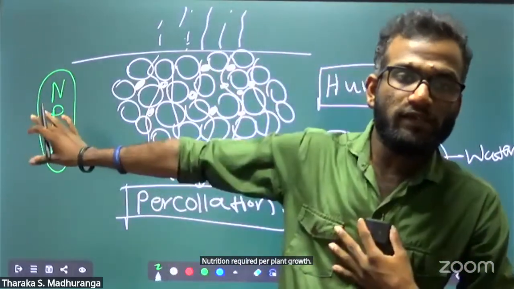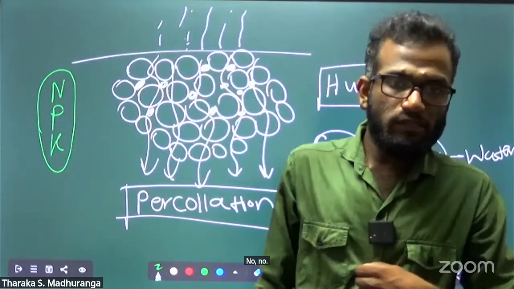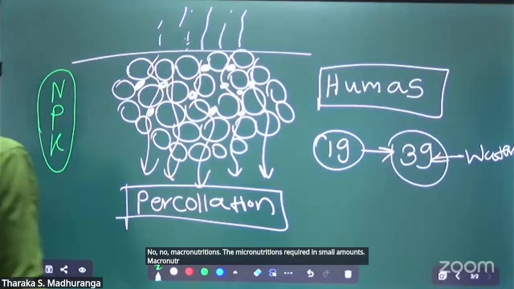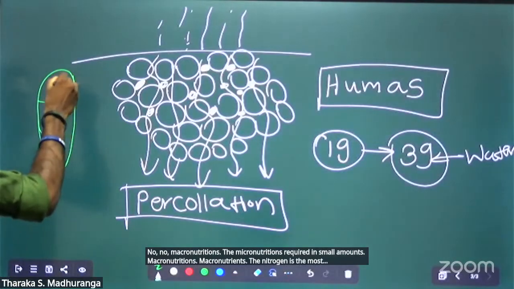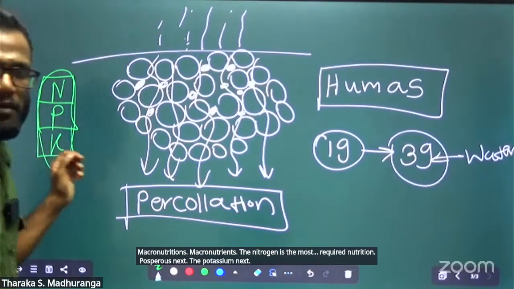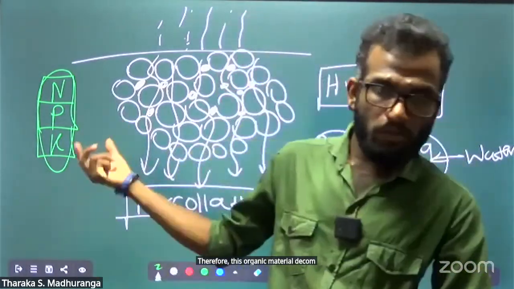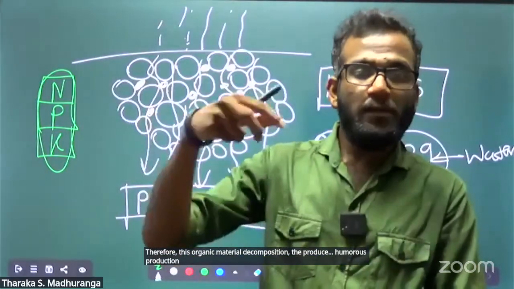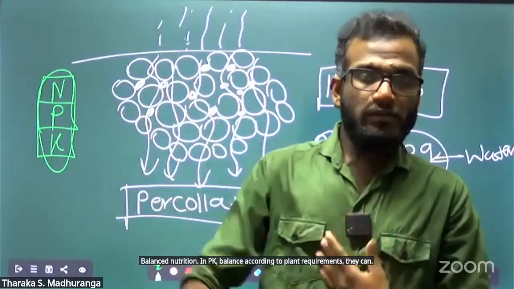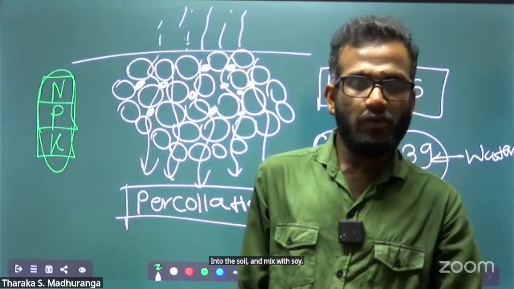Those are macronutrients. The micronutrients are required in small amounts. Nitrogen is the most required nutrient, phosphorus next, potassium next. Therefore, this organic material decomposition, the humus production process, releases balanced nutrition, NPK, according to plant requirement, which can enter the soil and mix with the soil through this organic material.